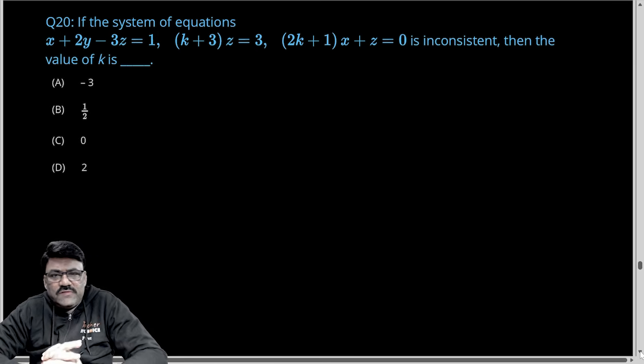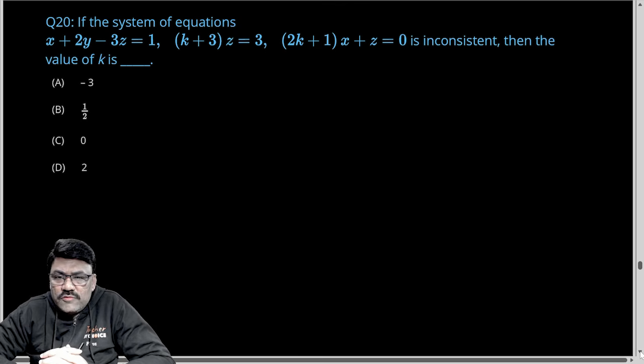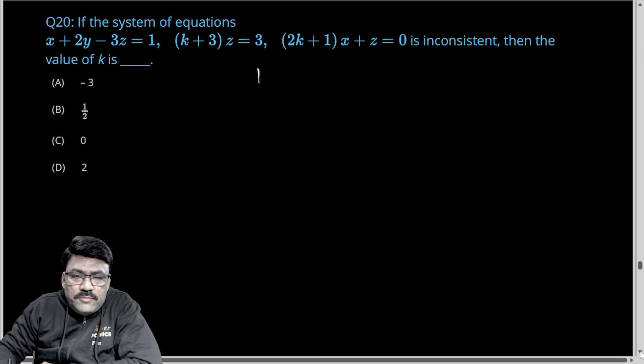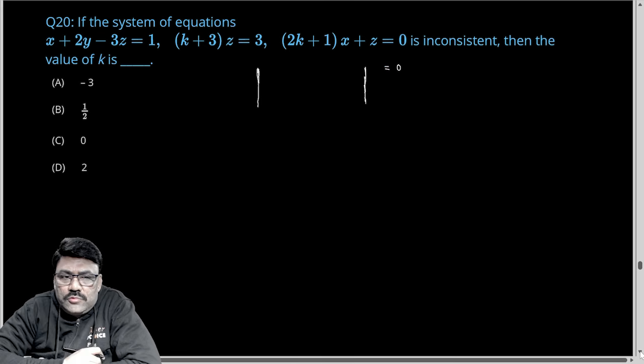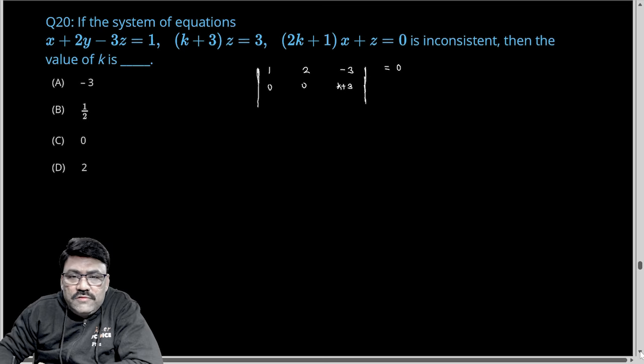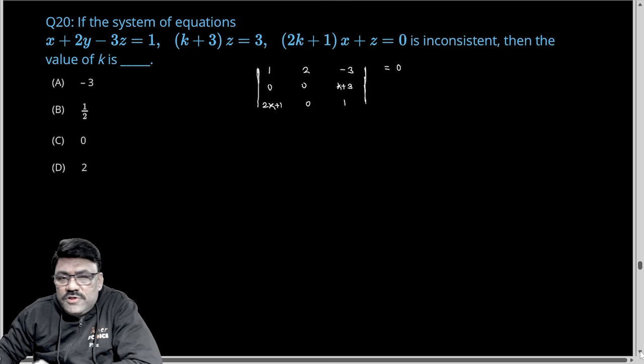See this question, this is from matrices and determinants. This system has no solution. This system is inconsistent, no solution. Then what will be the value of K? So since the system is inconsistent, if I form a determinant using the coefficients, then this determinant should be 0. First row is 1, 2, minus 3. Second row is 0, 0, K plus 3. Third row is 2K plus 1, 0, 1. So this should be 0.